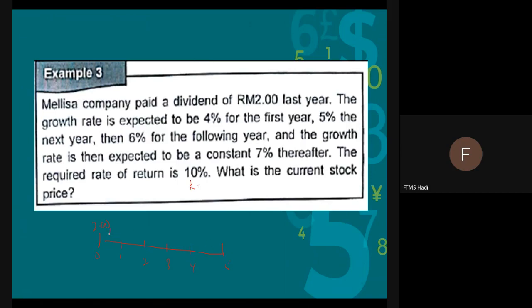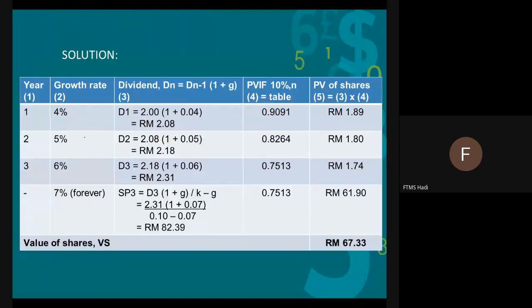First year 4%, 5% next year, and then 6% for the following year, and then 7% thereafter, forever. From year 3 to year 4, year 5, until the end, 7%. So this is how it looks. What you have to do is this. There are 5 columns: year, growth rate, dividend, PVIF, and PV of share. I will explain later how to get these values.